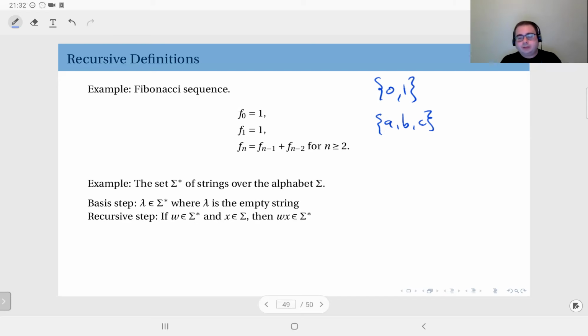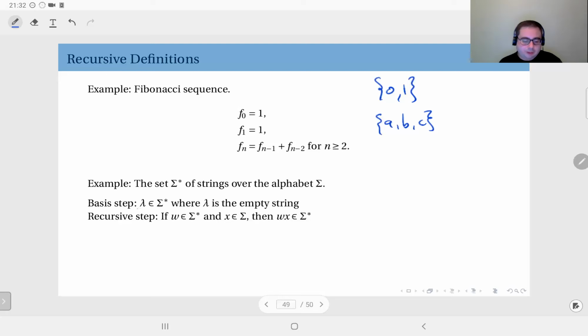That can be of length 0, of length 1, of length 2, of length 3, length 4, length 5, etc., up to infinity. Okay, it's an infinite set. But how to define it? The set of strings over a given alphabet.